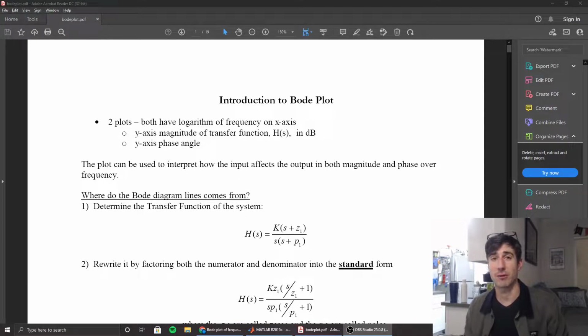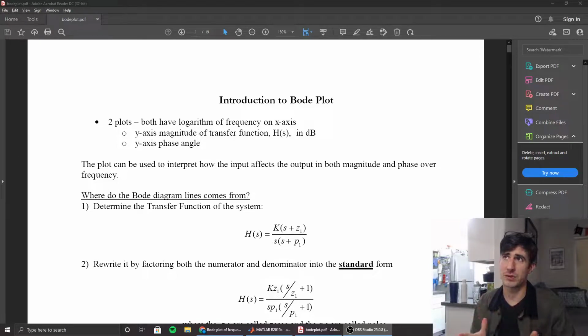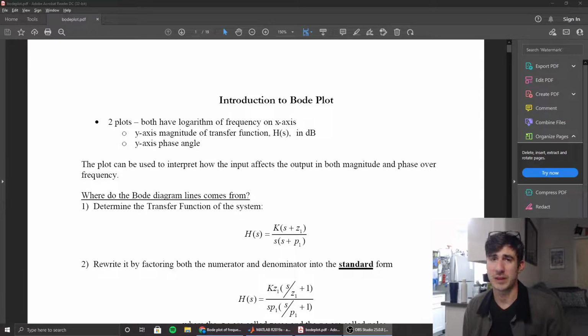Hey, welcome back everyone. Today we're going to be talking about Bode plots. I know this was something that I was very confused with when I first learned it, but hopefully this explanation will make it a lot easier for you.